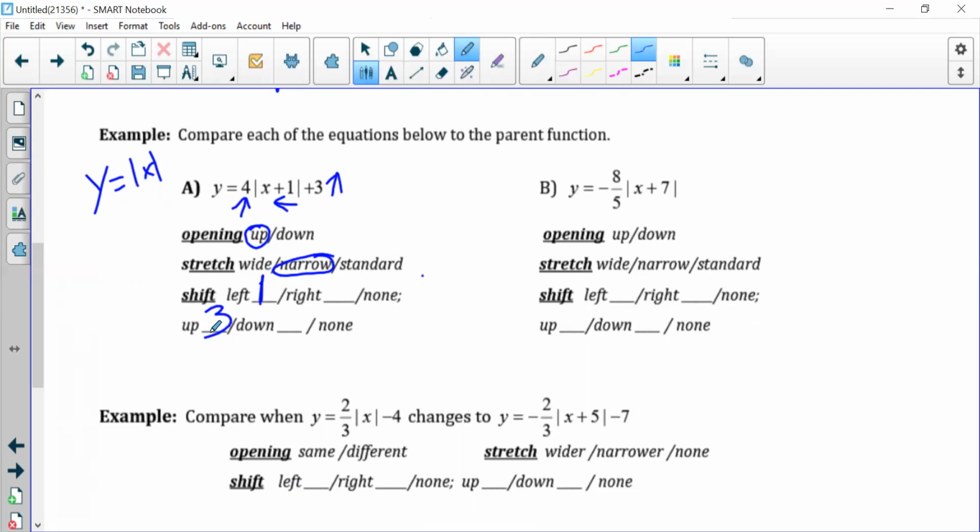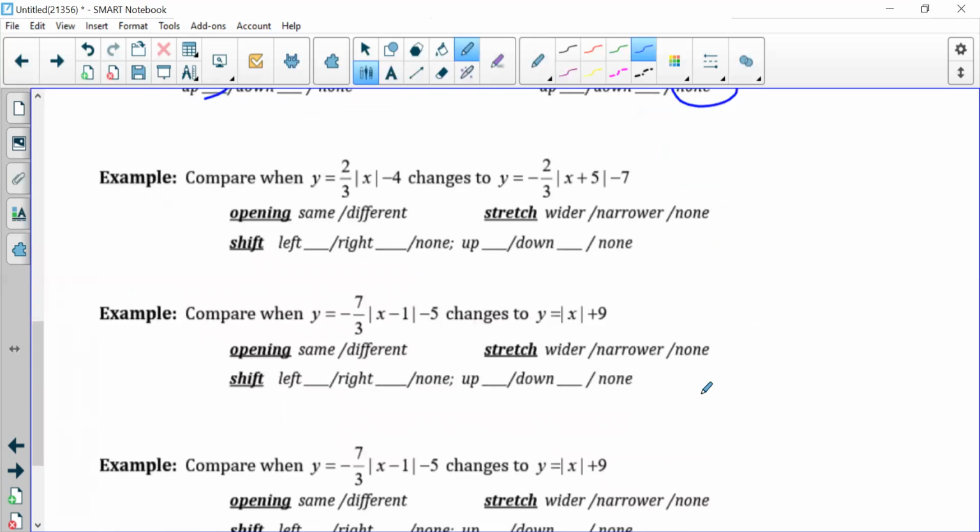All right, same way on this one. Opening, well, it's down because it's negative. Its stretch, pay attention here because this is a fraction, and your instant reaction is going to say, well, this is wider because it's a fraction. But look, it's an improper fraction. This is 8/5, which is bigger than 1. So this is not going to be wider. It's actually going to be narrower. It shifted left 7, and it didn't shift up or down any. So this is none.